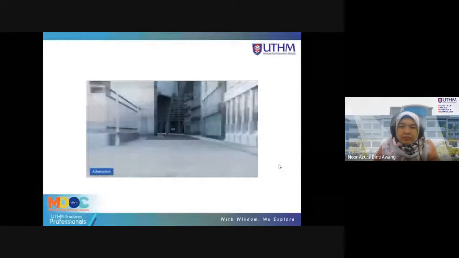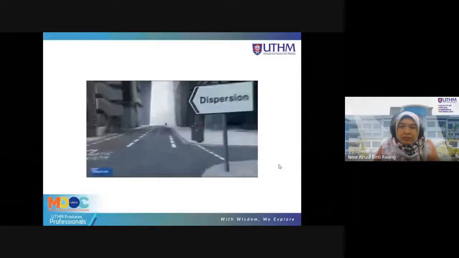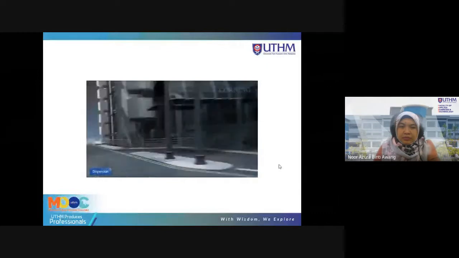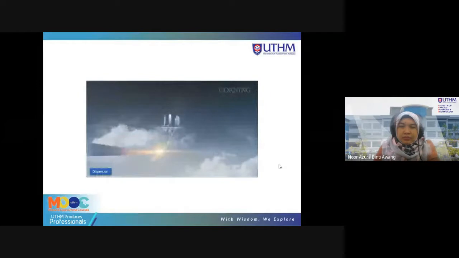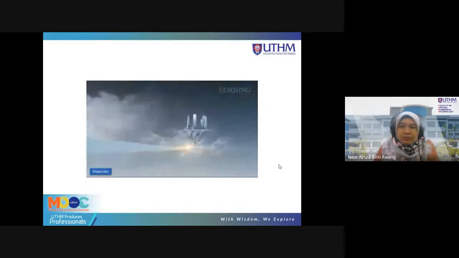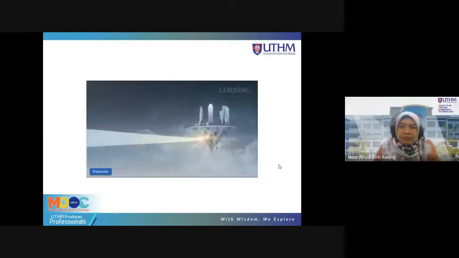Dispersion is the distortion of a signal along the fiber length. This occurs because different spectral components of the optical signal in the optical fiber travel at different speeds. In this example, different wavelengths are represented by the red and yellow light.